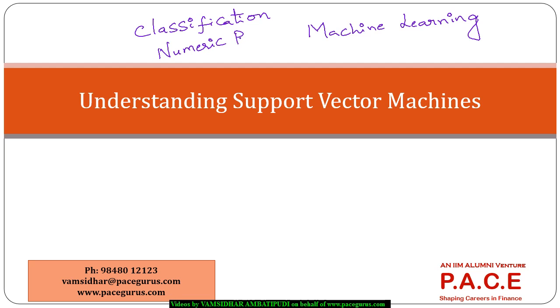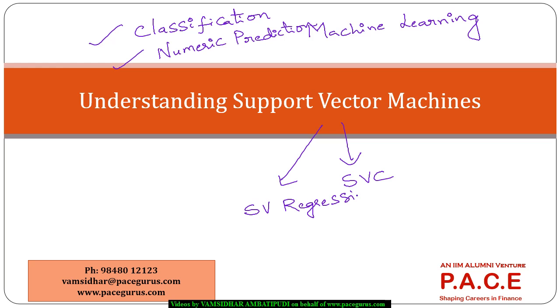Typically there are two major branches of supervised learning, classification and numerical prediction, and both of them can quite comfortably be accomplished using support vector machines. When we use support vector machines for classification, we call them support vector classification, and when they are used for numerical prediction, we call them support vector regression models. So this is what we would like to understand.